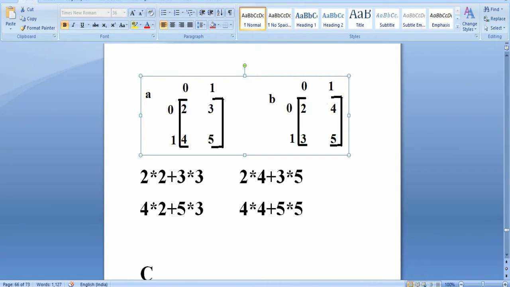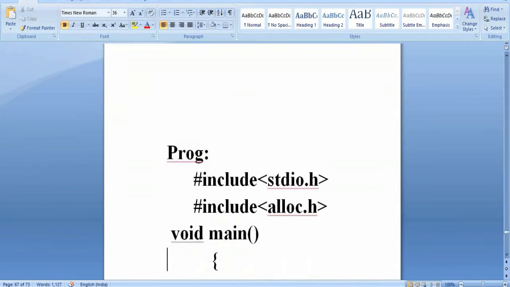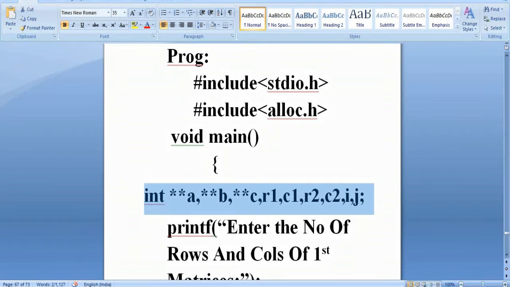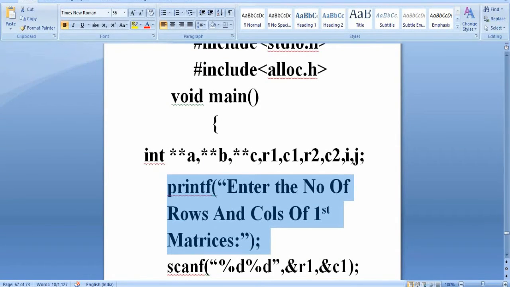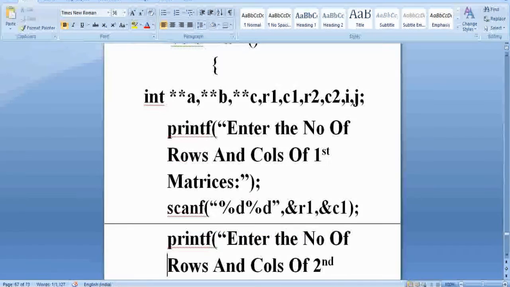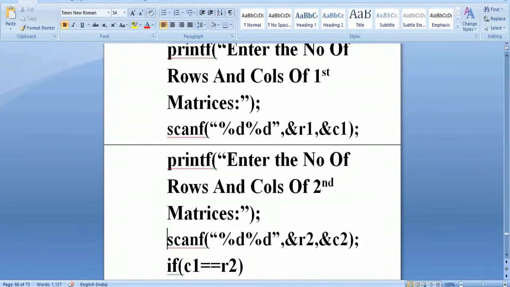Okay, let's observe this program, how we can implement this example. #include <stdio.h>, then int **A, **B and **C, R1, C1, R2, C2, i, j. printf("Enter the number of rows and columns of the first matrix"); scanf("%d %d", &R1, &C1); printf("Enter the number of rows and columns of the second matrix"); that is nothing but scanf("%d %d", &R2, &C2).